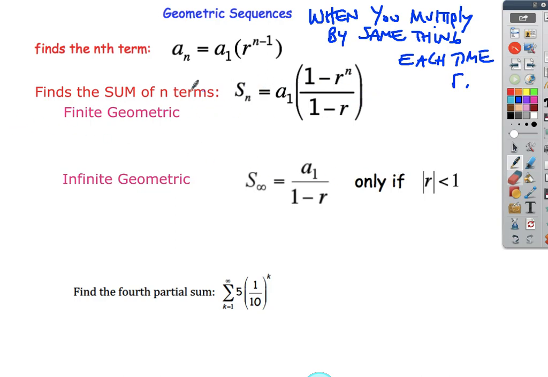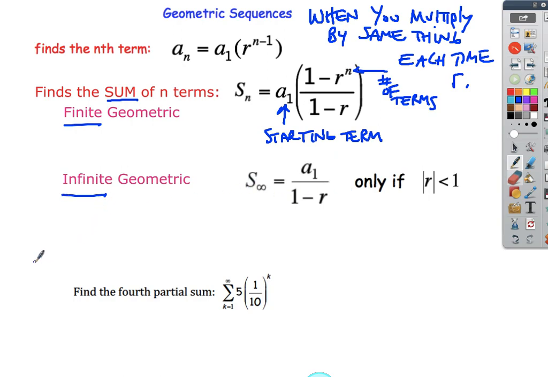This second formula here is when you want to find the sum of n terms. a sub 1 is your starting term, n is the number of terms, and r is the thing that you're multiplying by each time. That is for finite, so that is when your list of numbers has an end to it. The other formula we have is for infinite, and that is when there is no end. Now this formula only works if the r value is smaller than 1.